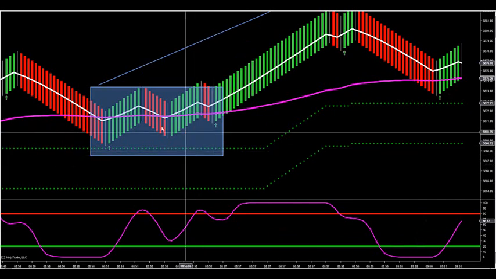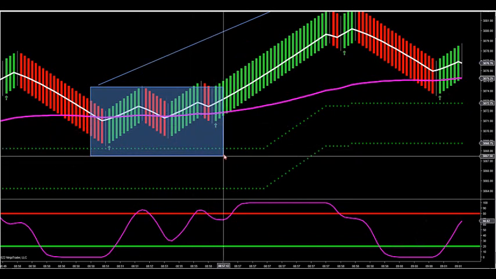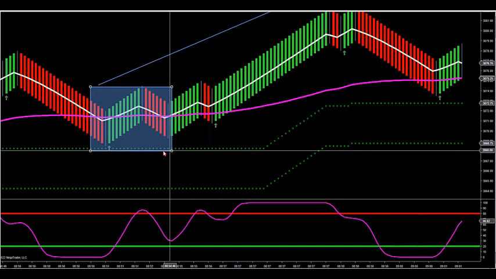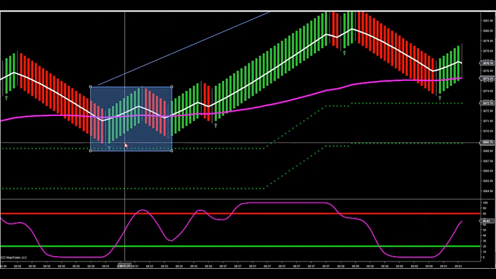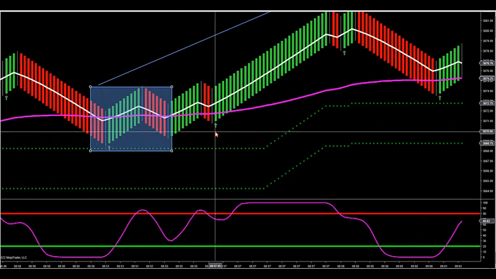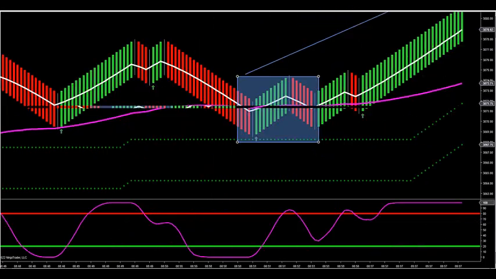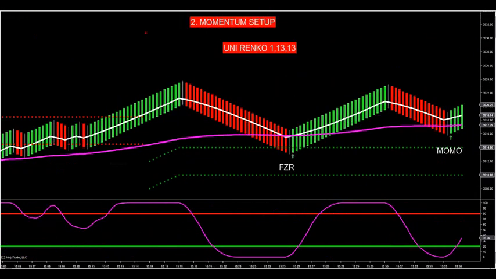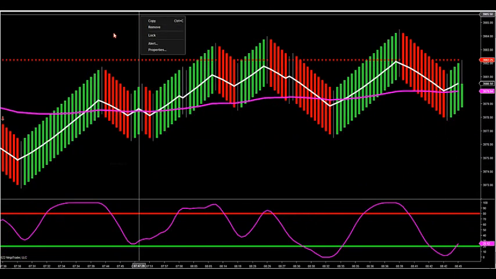The whole box came in. That's where the box came in. At this low, you get your crossover and you get a momentum trade right there off the smaller time frame. So you can use a larger time frame to fire in these trades.